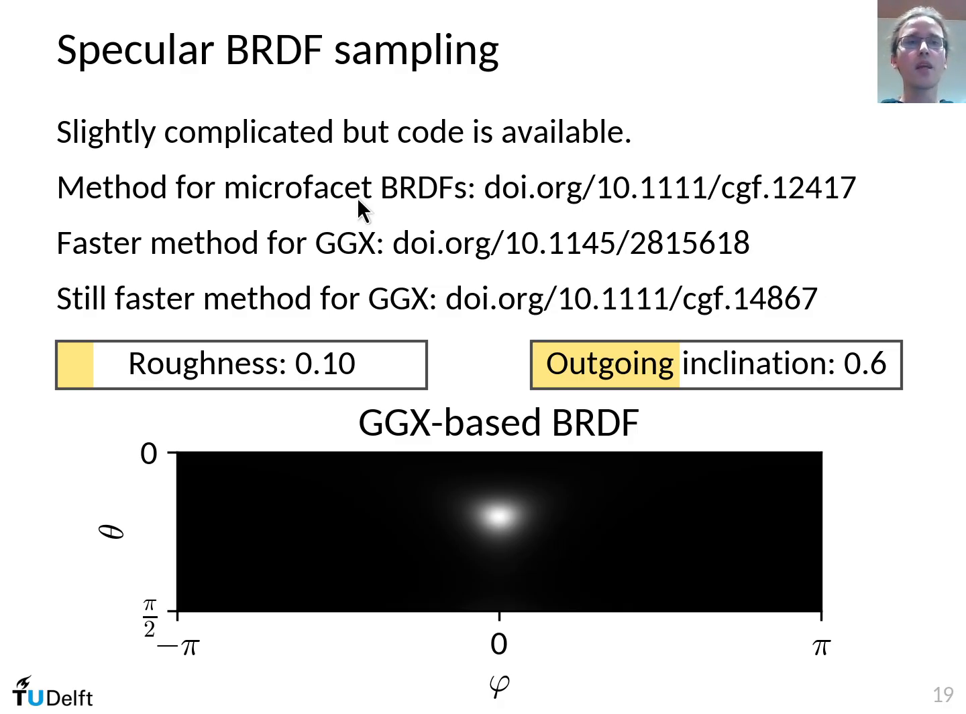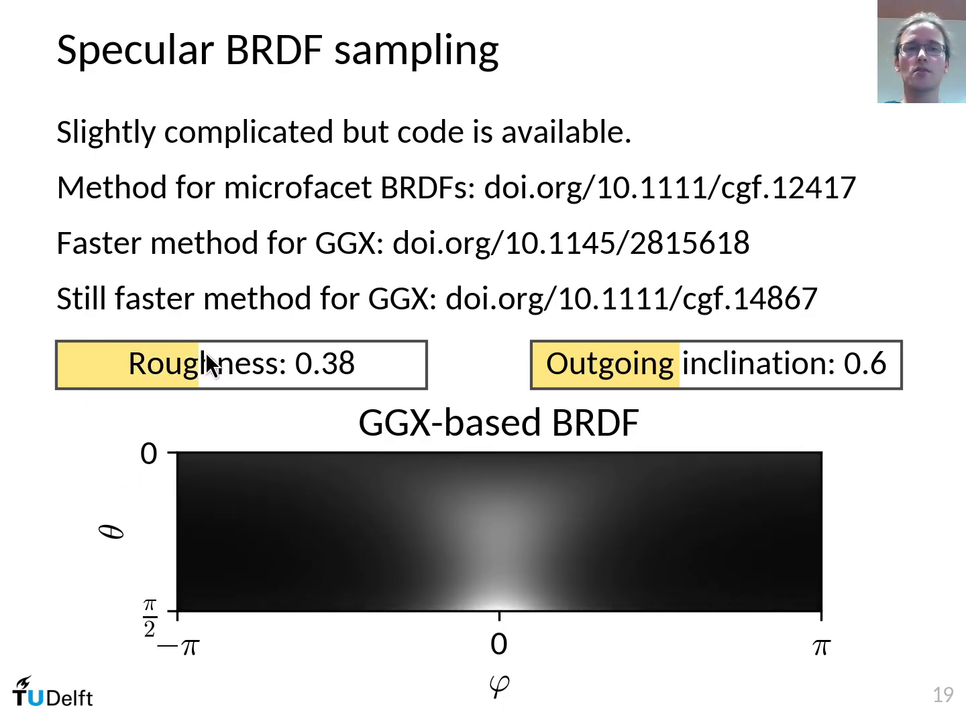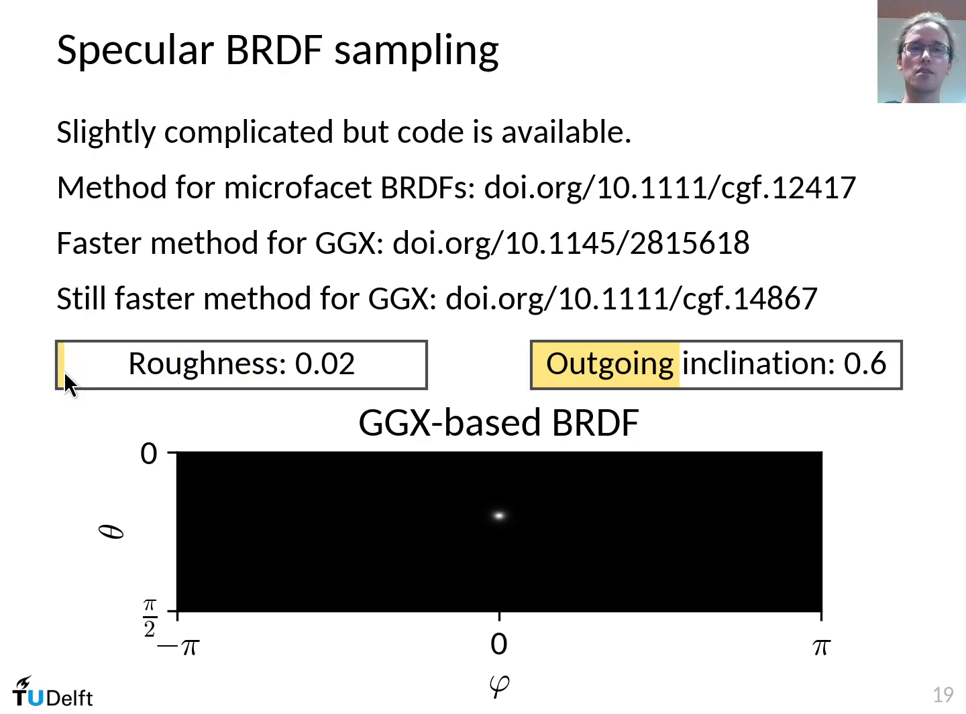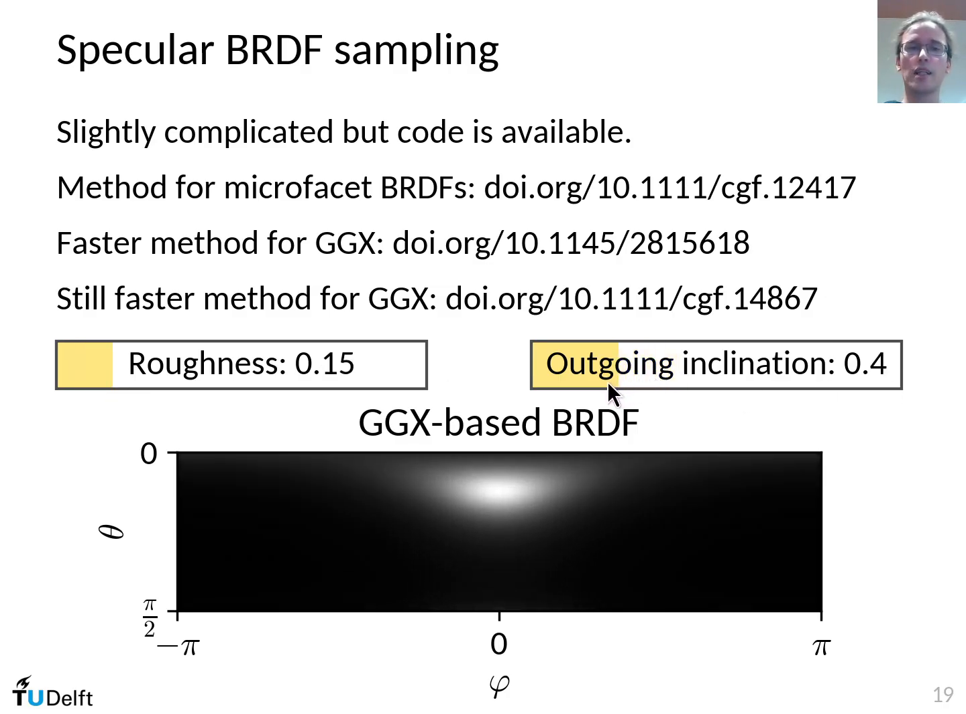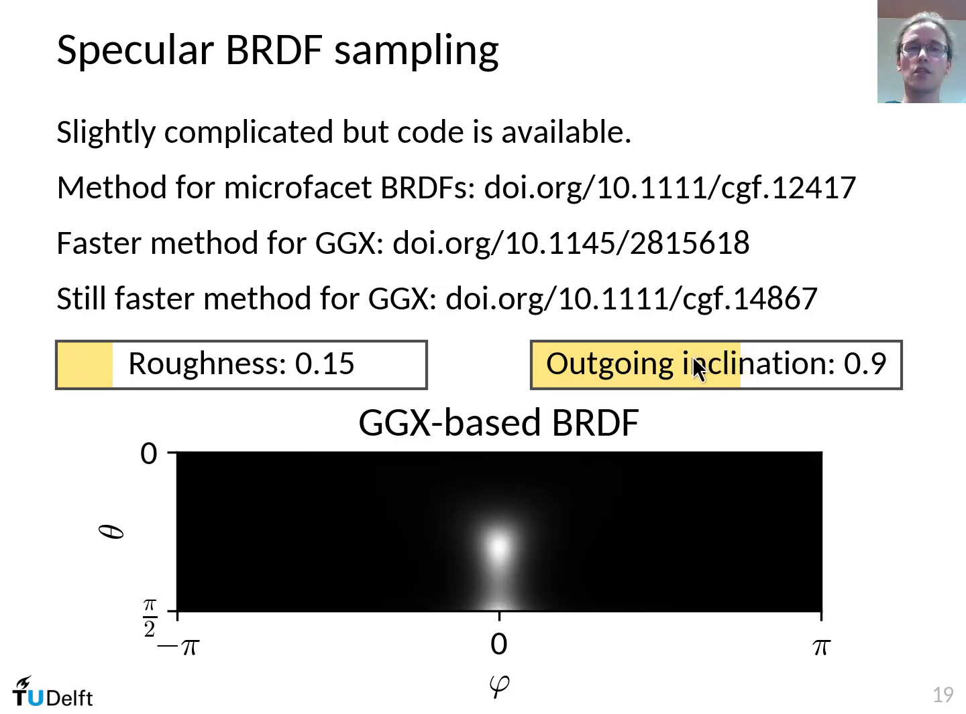The original method was proposed in this paper, and then there were two papers making it more efficient for probably the most relevant case these days, namely for GGX-based BRDFs. This is a very commonly used class of specular BRDFs. And you can see such a BRDF down here. I can adjust the roughness. So large roughness means that it becomes more uniform. Small roughness means that we get an almost mirror-like specular lobe, which is almost just a single point. And depending on the outgoing light direction, this specular highlight moves around.